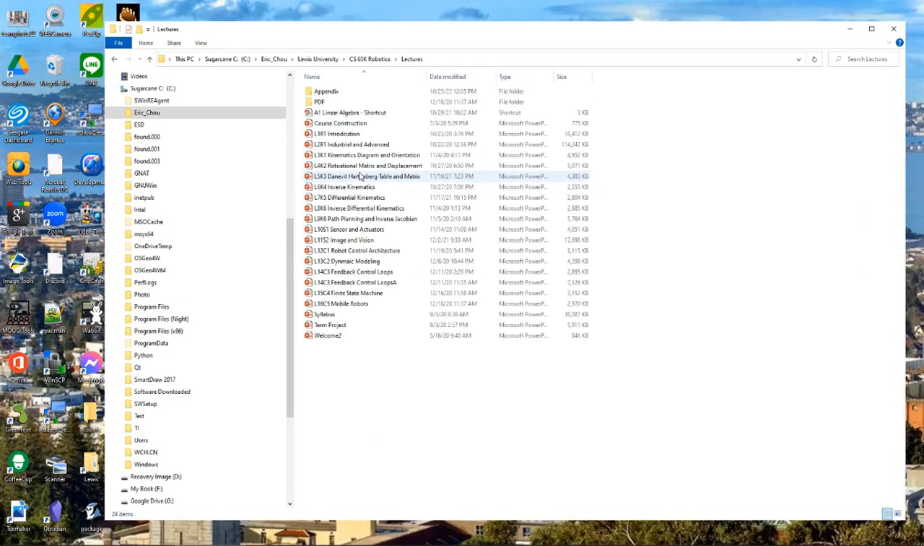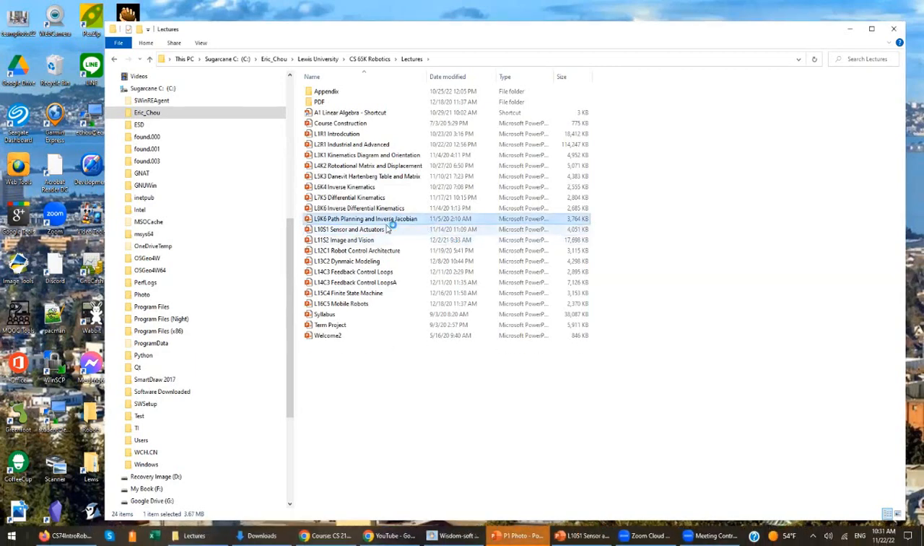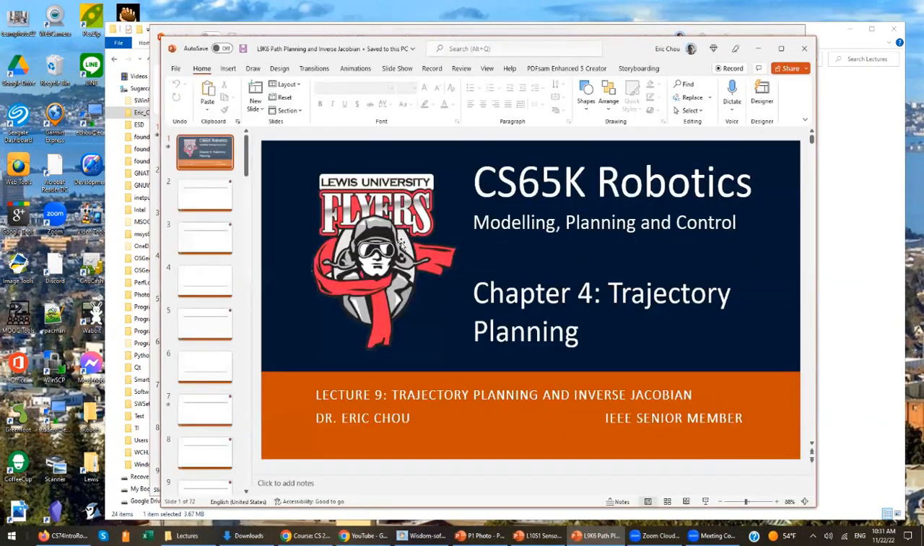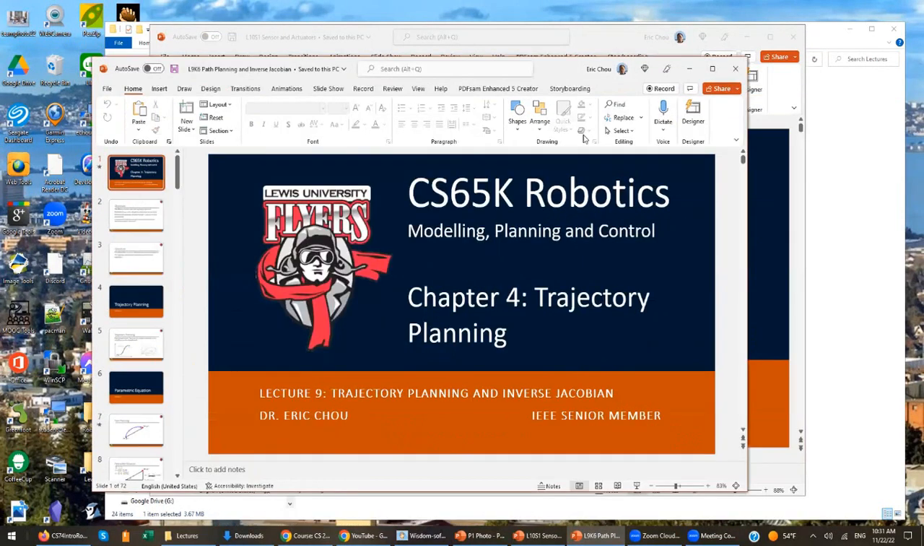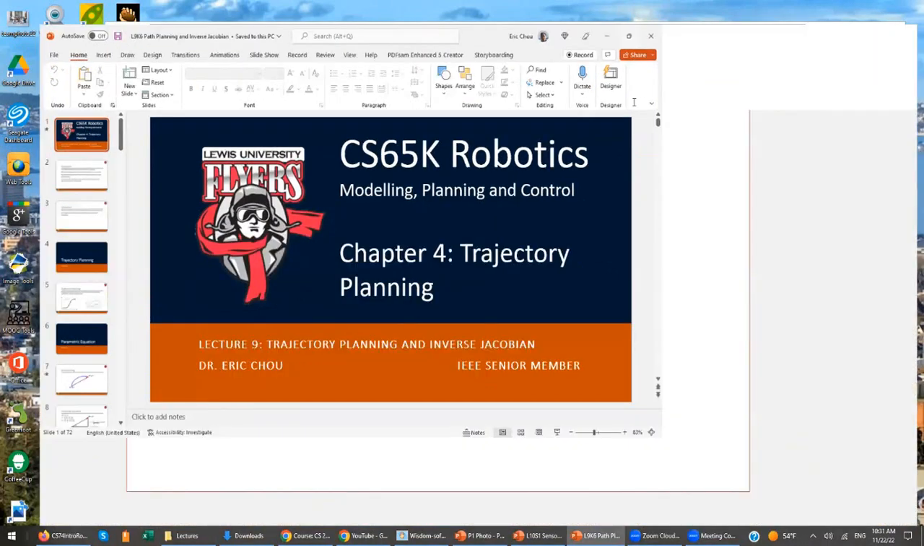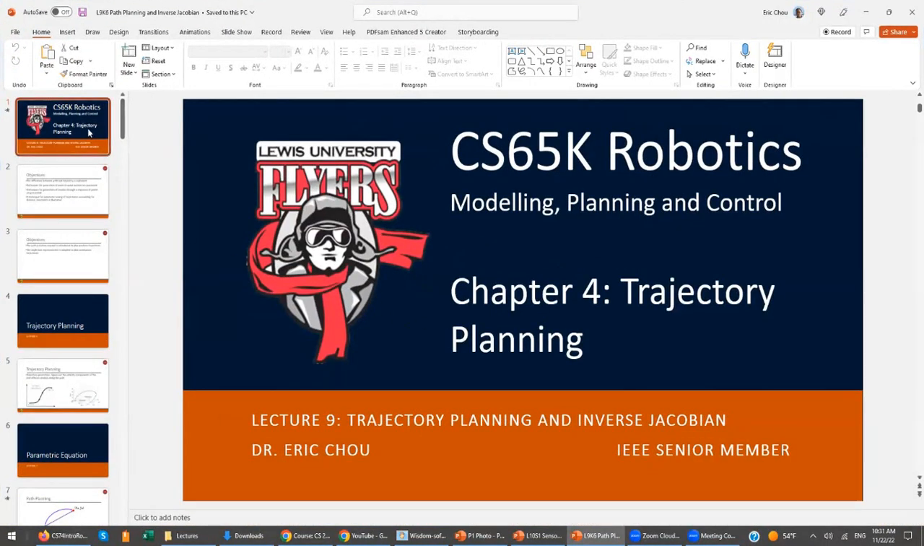Okay, and this week we have two things. One thing is in the teaching part. One is the trajectory planning. The other one is the sensor. So let's cover this part a little bit. Okay, the trajectory planning.